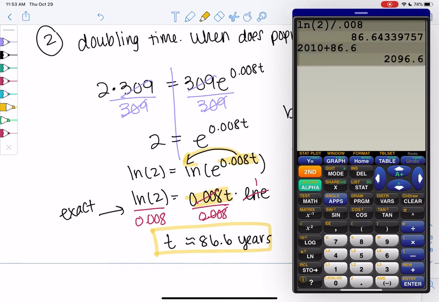By 2096, this predicts that the U.S. will have 309 times 2, 618 million people. That's a lot of people. But that's if the growth rate stays the same, which it may or may not stay the same, right? These models are assuming it's the same thing every year.